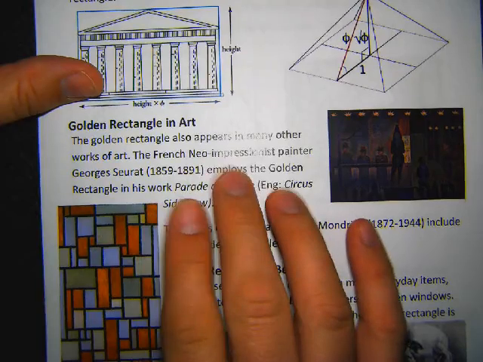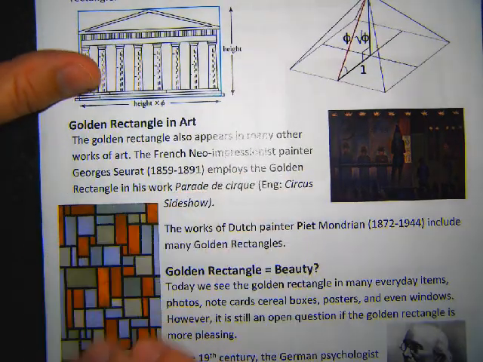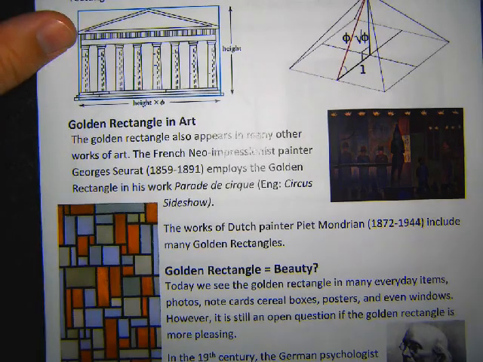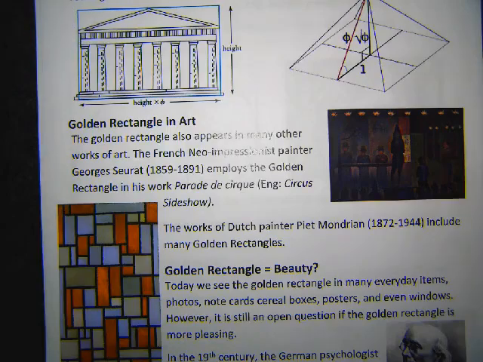The French neo-impressionist painter Georges Seurat, I think his most famous piece was Sunday in the Park with George, which you've probably seen. He used a lot of golden rectangles in his work. Some people say that every piece he ever made had golden rectangles. This one's called Parade des Cercles, or Cirque Sideshow.